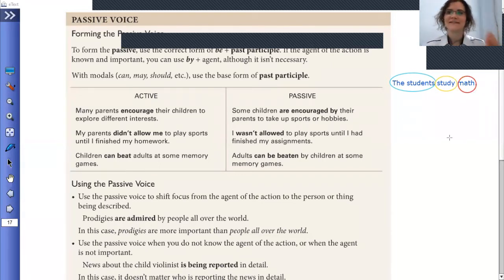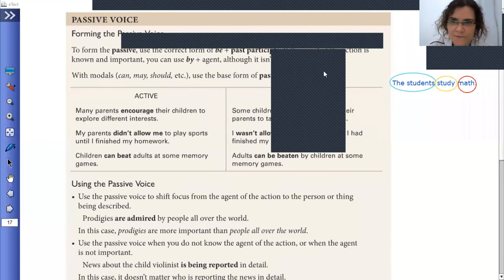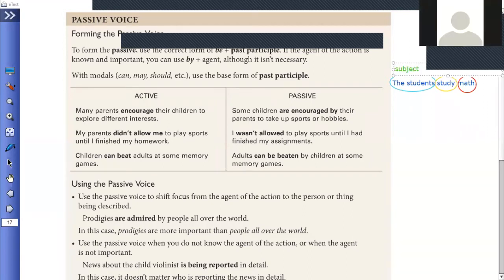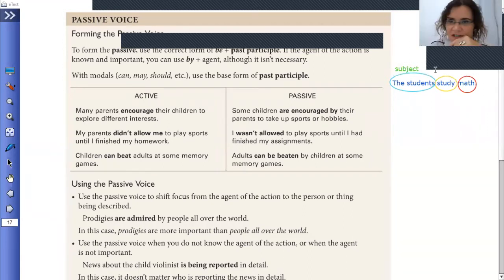Ooh, math. Okay, 3 parts. Who can tell me what the students is? Subject, of course. And then study is? The verb. Yeah, and math? Object. Awesome. Good. Wow, we got those settled. Okay, so subject, verb, and object.